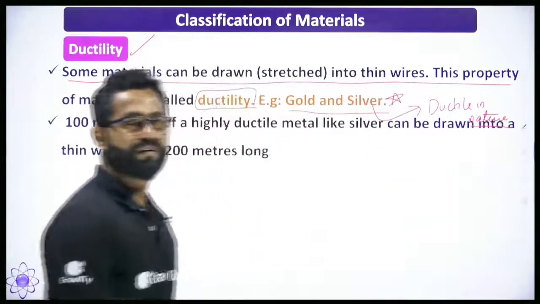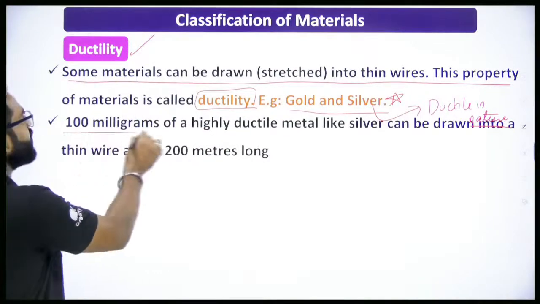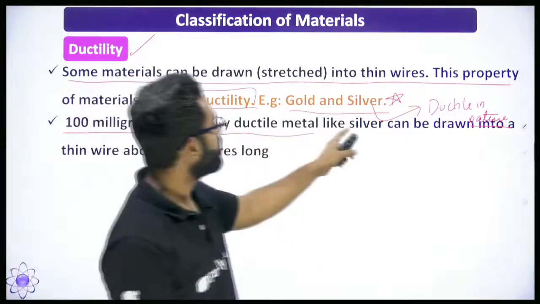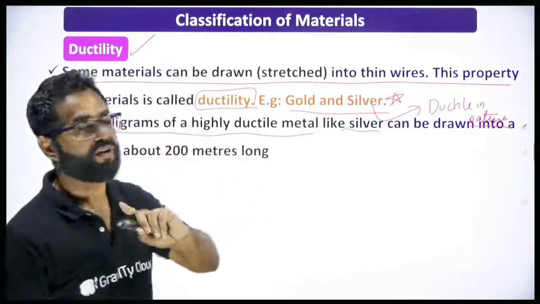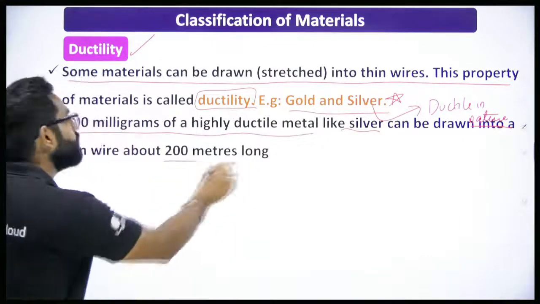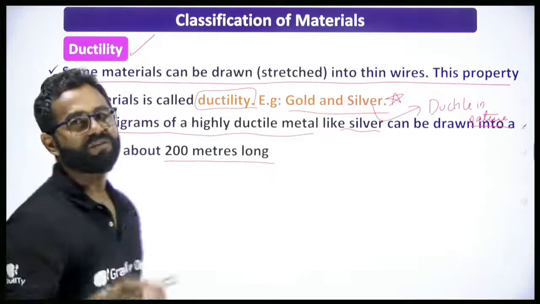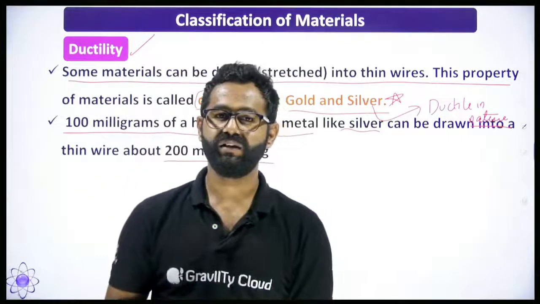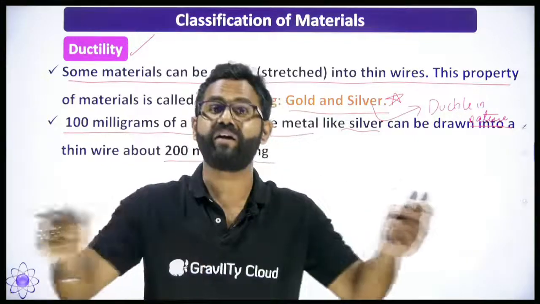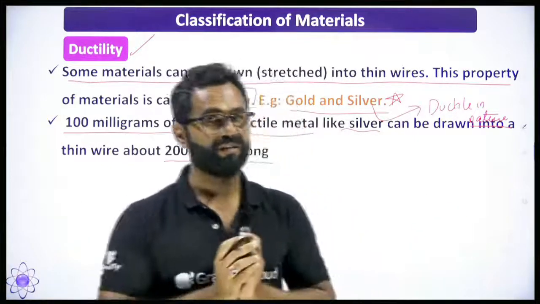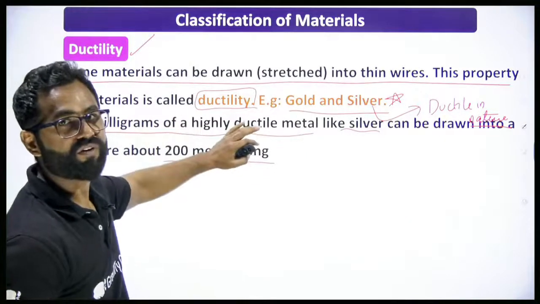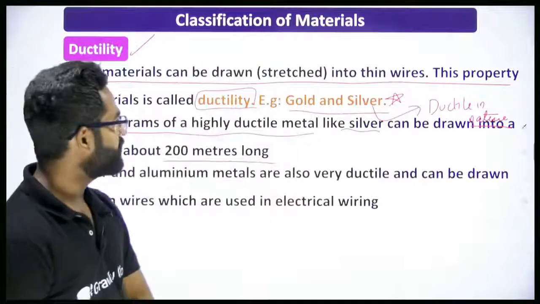Simple. For example, if I take 100 milligram of silver, I can convert it into a wire whose length can be 200 meter. 100 milligram is nothing, it's that much silver. So I can convert that much silver into a 200 meter long wire. So you see, such is the strong property of silver to get converted into wires.